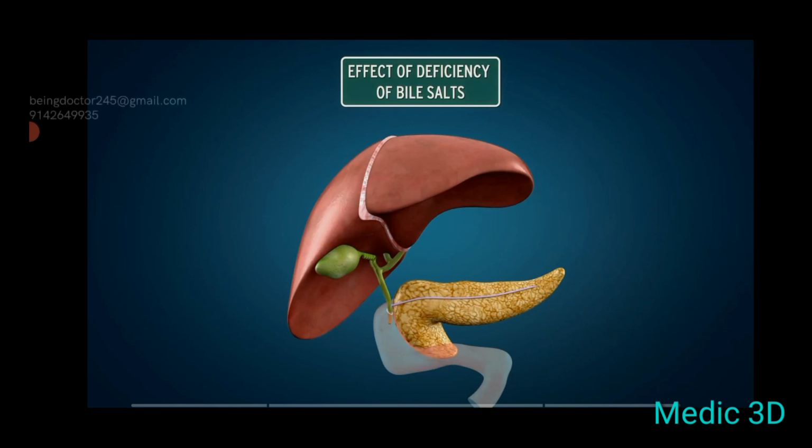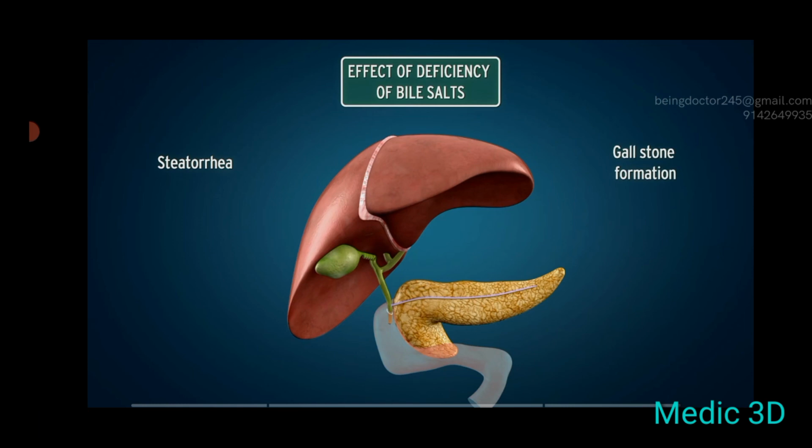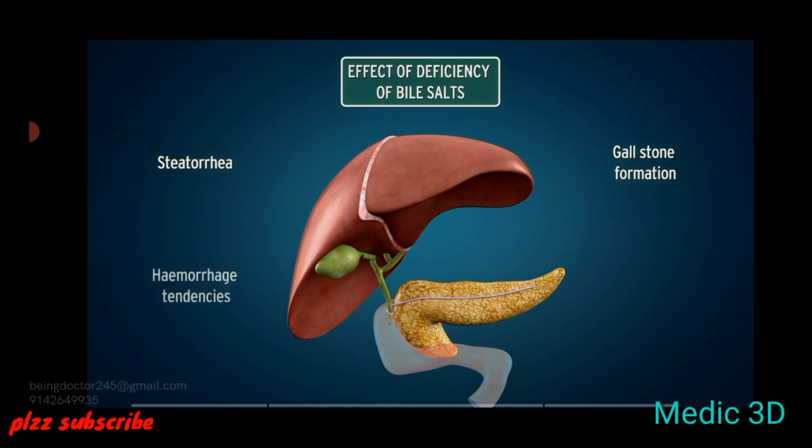Effect of deficiency of bile salts. Steatorrhea. Increased fat excretion in the stools, as bile salts are required for the digestion and absorption of lipids. Gallstone formation due to precipitation of cholesterol. Hemorrhage tendencies due to deficiency of vitamin K, as vitamin K fails to be absorbed in deficiency of bile salts. Vitamin K is required for synthesis of clotting factors 2, 7, 9 and 10 by the liver.